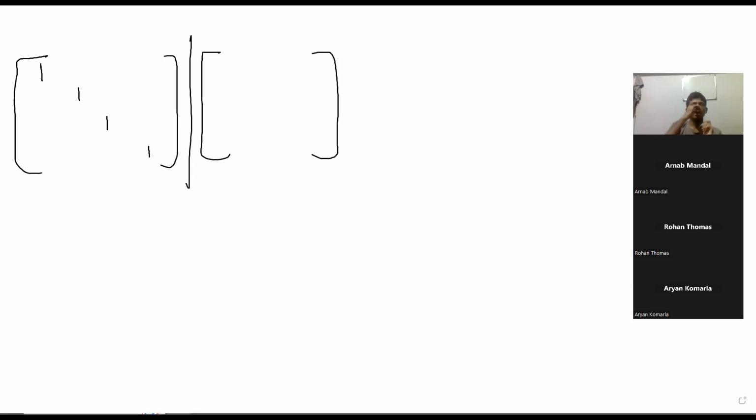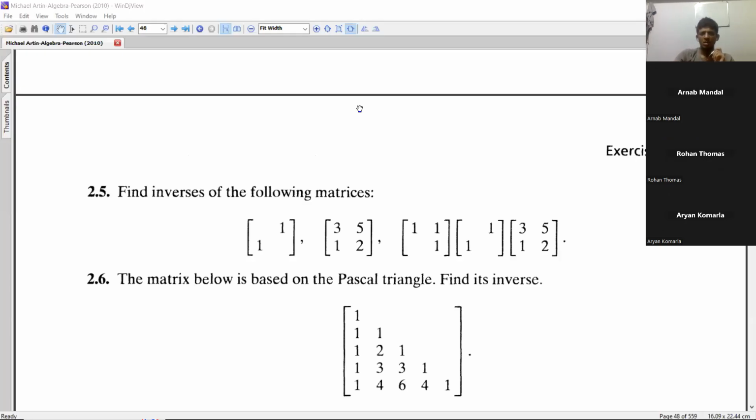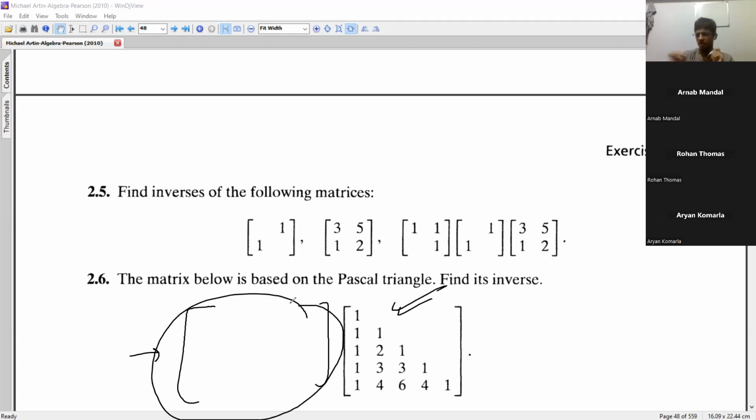So you take the identity matrix, and you apply row operations on this matrix and analogous row operations to the identity matrix also. Finally, when you make this the identity matrix, then the other will become the inverse. So I think we can continuously row reduce.